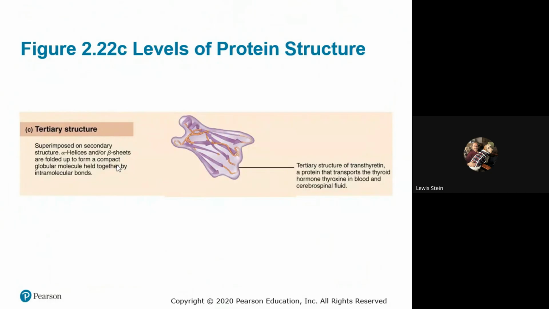So you have some areas where you'll have these little ribbon-like structures. Some will be more pleated structures. And so the tertiary structure is something called transthyretin that transports the thyroid hormone, thyroxine, in blood and cerebrospinal fluid. So superimposed secondary structures of alphas and betas form a compact molecule. And a lot of them, enzymes and things like that, are in that category.